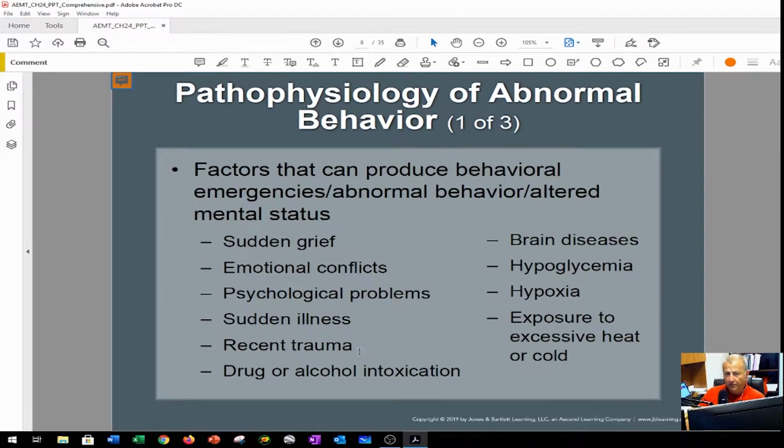Recent trauma, it could be psychological trauma. It could be recent head trauma that can cause this. Drugs, alcohol, exposure to heat, cold. Not just that, a lot of electrolyte disturbance, sodium, potassium, any of that stuff. A lot of the chemistries in your blood, if they're off, can cause altered mental status, can cause behavior issues.